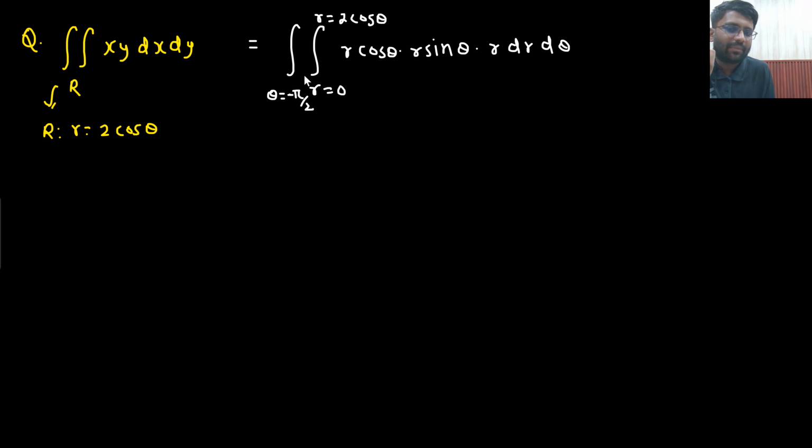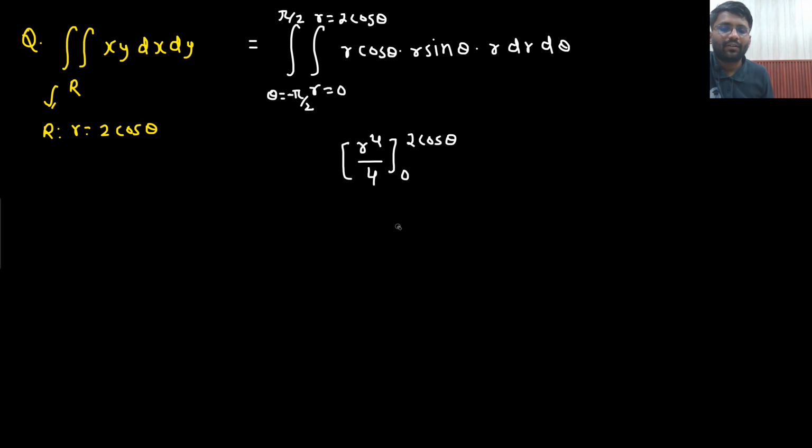Someone would say, sir, I will write 3 pi by 2 to pi by 2. That also you can do. Minus pi by 2 to pi by 2. So this will become r cubed, and it will end up getting r to the power 4 divided by 4. Then the integral will be r to the power 4 divided by 4, and I need to put 0 to 2 cos theta. So what will I be getting? 2 to the power 4 will become 16, so you will end up getting 16 by 4, which is 4.